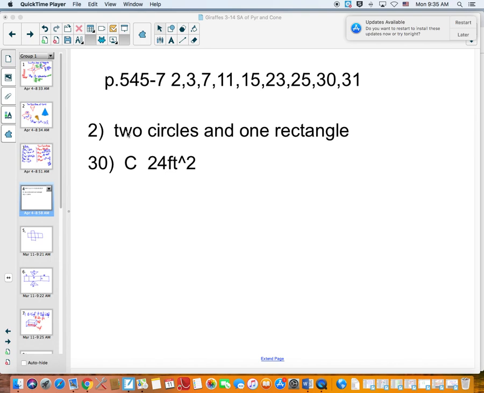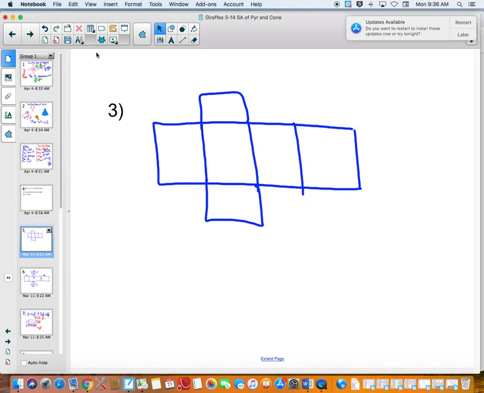And then question 30 was C. That was talking about the surface area of a 2-foot cube. Okay, so now we're going to go through the problems. Question 3 just asks you to make a net for a prism. This is a rectangular prism.